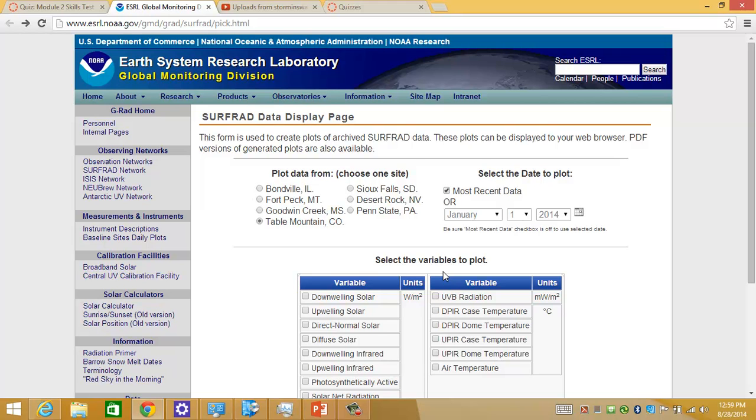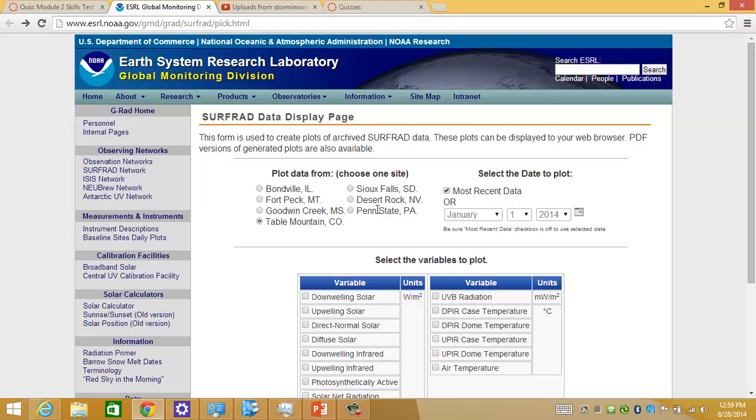Okay, so we're to the Module 2 skills test, and this is going to be about the radiation budget. You're given a website that we need to go to. It's the Earth System Research Laboratory, ESRL. If you go to this website, you get a chance to choose a particular location. One's in Illinois, in Montana, Mississippi, Sioux Falls, South Dakota.